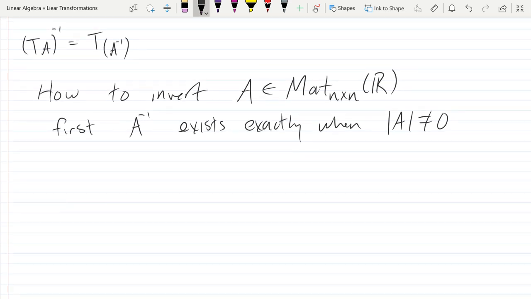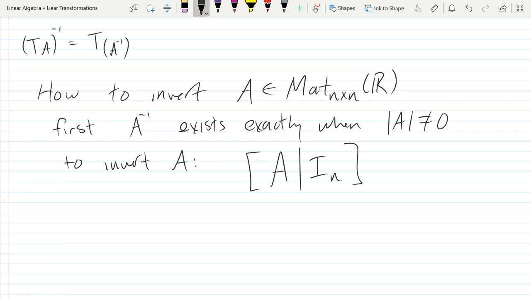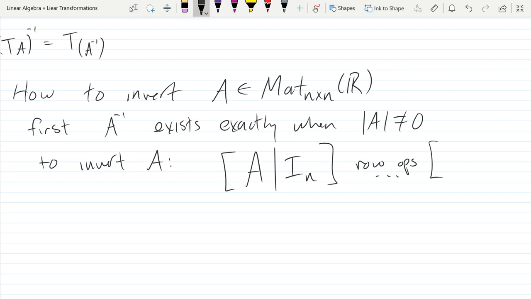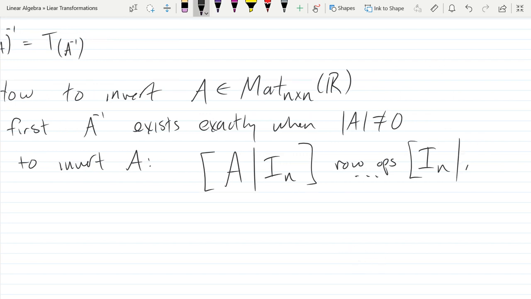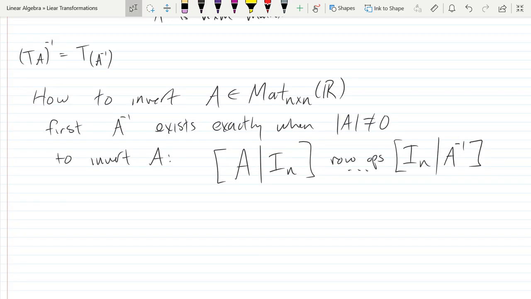So now to actually invert, we're going to do an augmented matrix, A with the identity. Now this identity will have to be the right dimensions, which are N by N. You're going to do row operations, hopefully not too many, and then you're going to get down to the identity on the left, which is generally your goal anyway, and what you're left with on the right will be A inverse. So that is how we invert the matrix A.